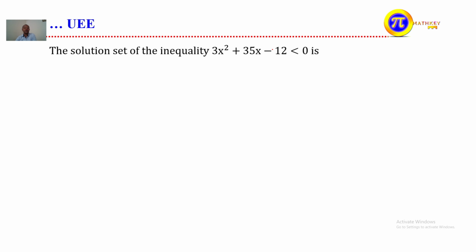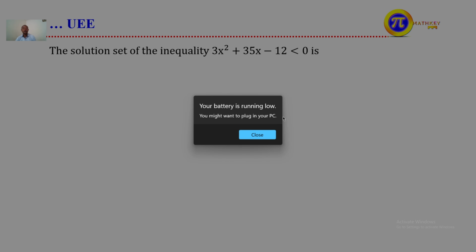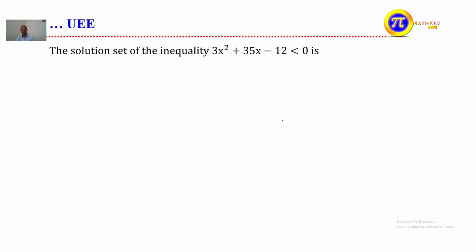Similarly, let's try to solve the next example: 3x squared plus 35x minus 12, which is less than 0. This is from a university entrance exam. So we try to find two numbers whose sum is 35 and whose product is negative 36, since 3 times negative 12 is negative 36. The numbers are 36 and negative 1.